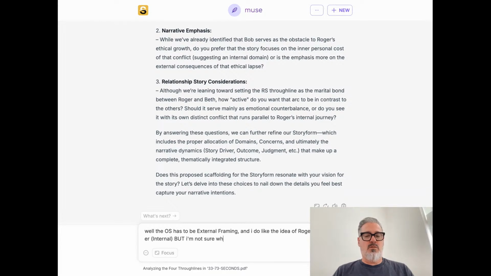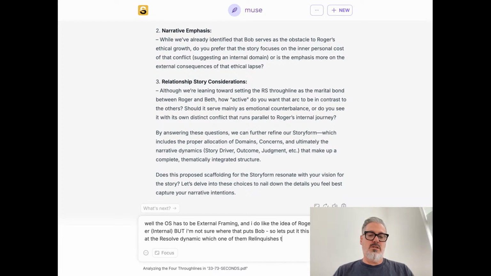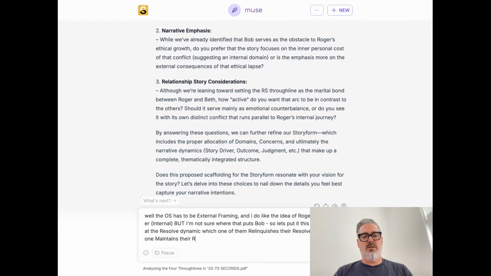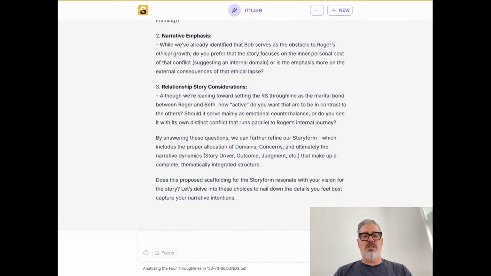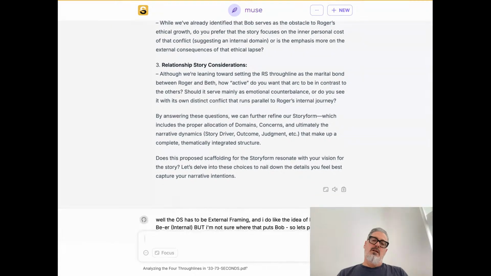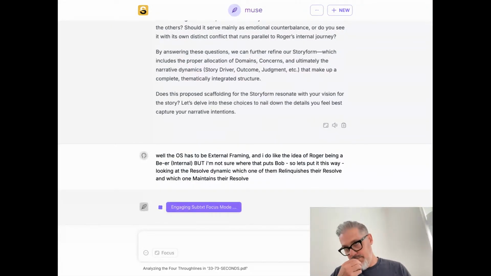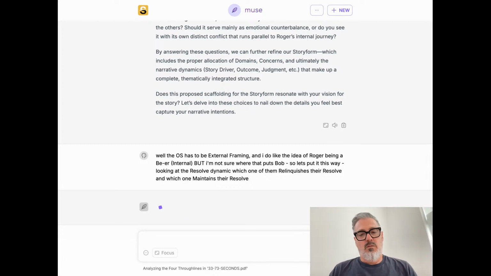I'm not sure where that puts Bob. So let's put it this way. Looking at the resolve dynamic, which one of them relinquishes their resolve and which one maintains their resolve? This is a really clear way to say changed or steadfast. You're looking at the end, you're comparing it to the beginning. It's really what it is. Are you giving up? Are you relinquishing that resolve or do you maintain it? You can be back and forth throughout the whole thing, but what is it in the end?